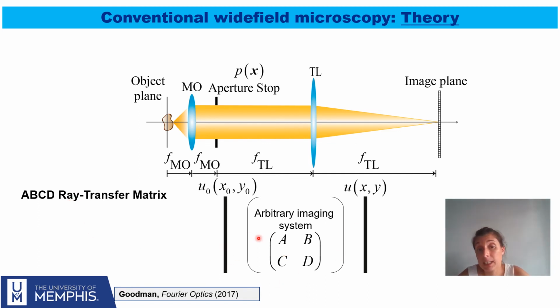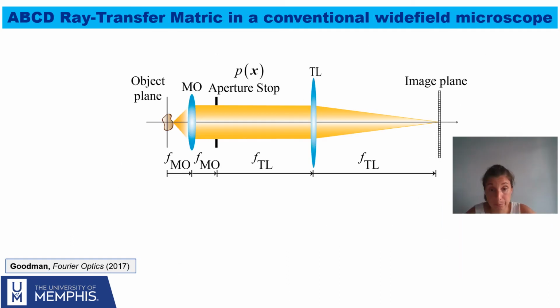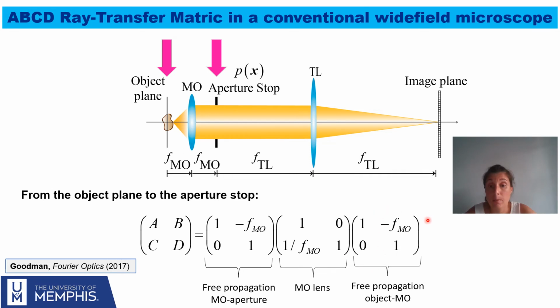So we can use the ABCD matrix. We're going to go from the object plane to the aperture stop, and then from the aperture stop to the image plane. The whole system is going to be divided into two ABCD matrices. Just to remember, we're going to characterize the ABCD matrix of every two steps and figure out the equations that we need to solve to estimate the final distribution at the output plane. All right, so the first one is between the object and the pupil plane, and we have a propagation from the object to the objective lens, the lens, and then a free propagation from the objective lens to the pupil.